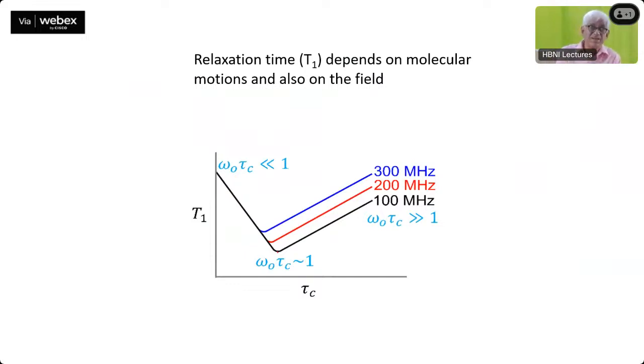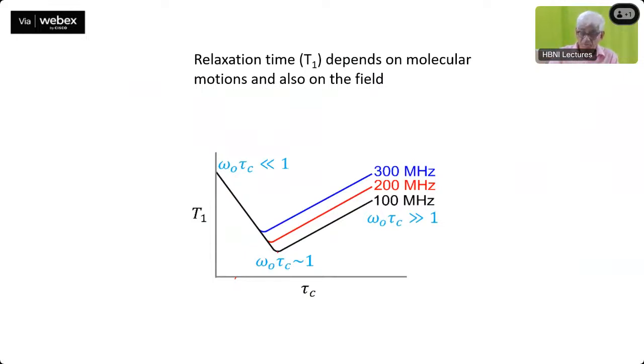Because we have seen earlier that on this side of the system, these are small molecules. Tau c is very small. On this side, it is large molecules. In either case, the efficacy of transition is less than what it is at this point. Therefore, you have this kind of a V shape for the T1 dependence on the tau c.